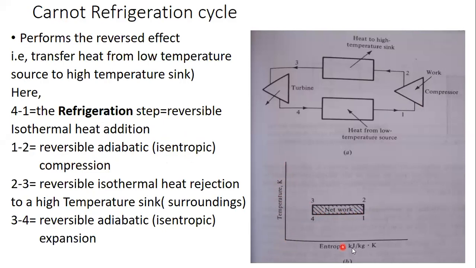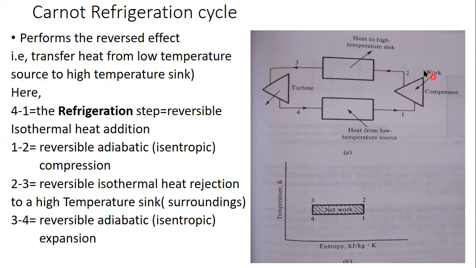So in a TS, temperature versus entropy diagram, where we are taking temperature along the y-axis and entropy along the x-axis, the 4 to 1 process will be a horizontal line. Then 1 to 2 will be a vertical line, because here we are assuming this work done by the compressor as a reversible adiabatic or isentropic, constant entropy compression.